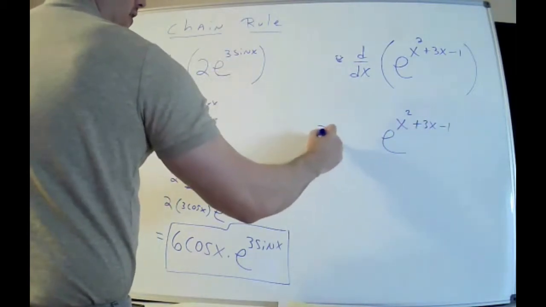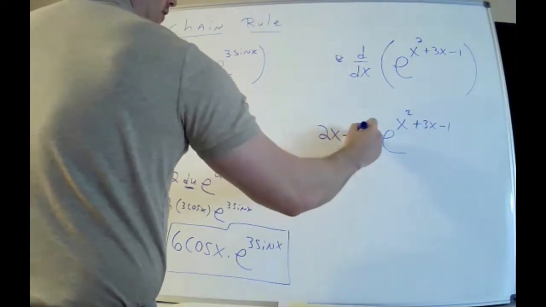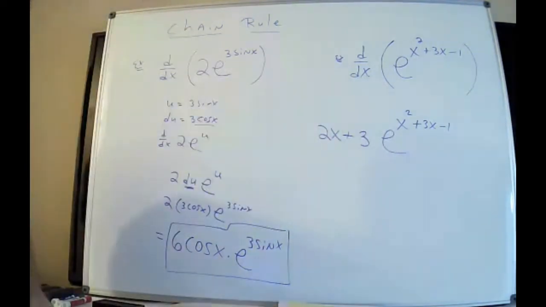So now put it in the front. I'm going to put 2x plus 3. And you get this marked wrong. What? What do you mean wrong? This is bullshit. I did everything right.